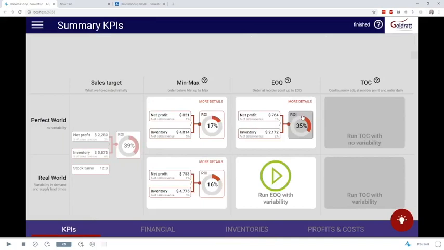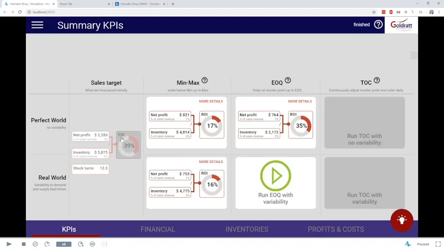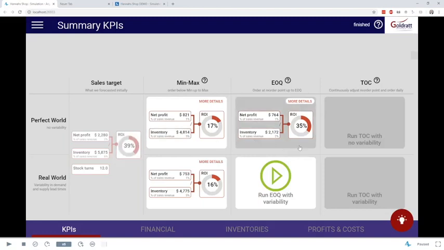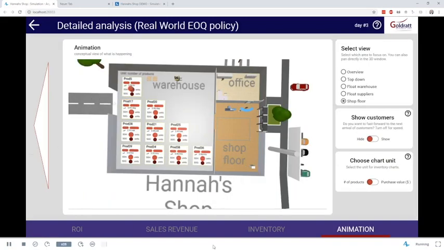And interestingly, the ROI is a lot higher than with min-max. And we are now getting into the range of where our predecessor was. So maybe he was using those rules. But let's check how the EOQ then performs in the real world. And again, you can watch it in 3D. Let me speed up a little bit.